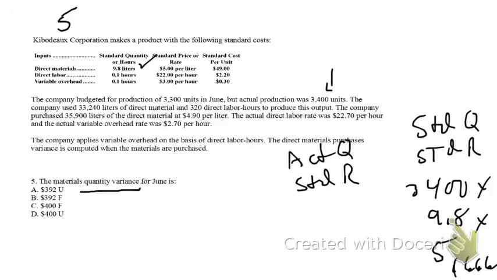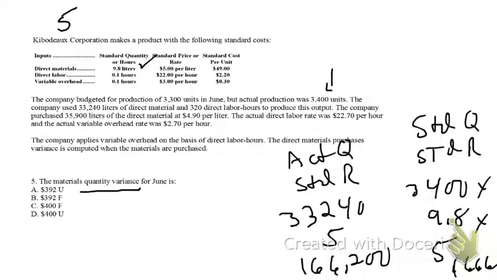Now the actual quantity that I used, the company used 33,240, so they told us they used 33,240. I'm going to still multiply it times the standard price of $5, and I will get 166,200. Remember, this was 166,600, so the difference there is 400. So I have a $400 variance, and I spent less, so it is favorable. So I have a $400 favorable variance.